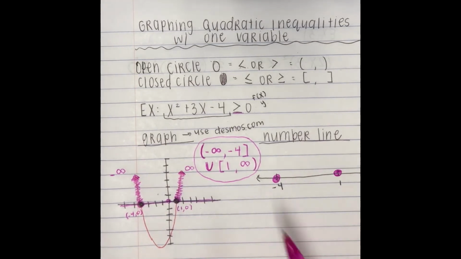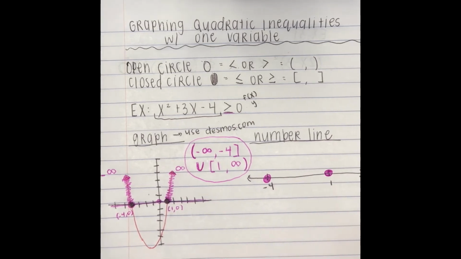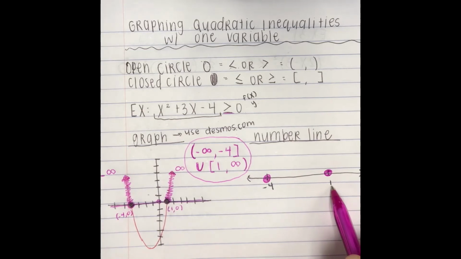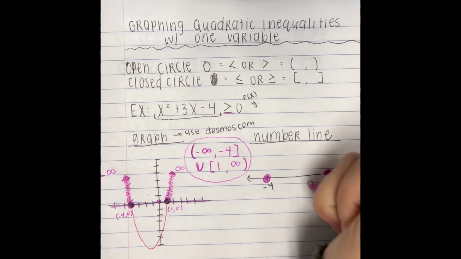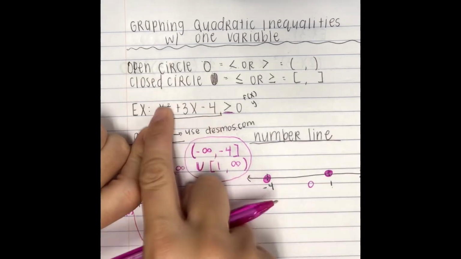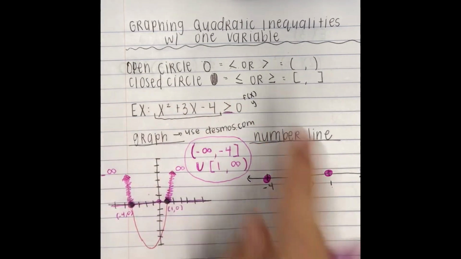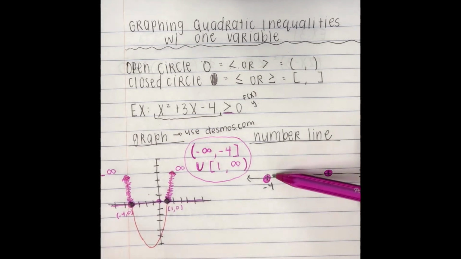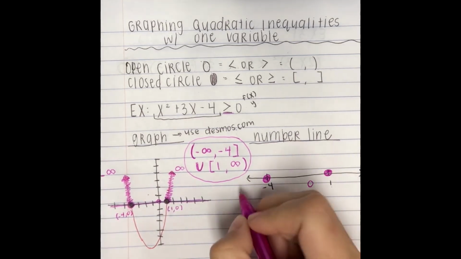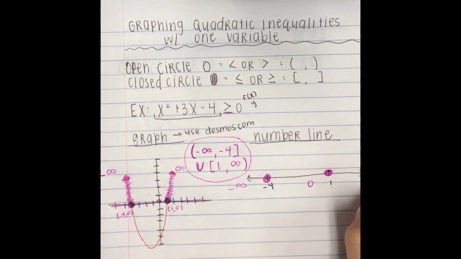So what you could do is you could pick a number between each section to see which one works, right? So if I chose any number between -4 and 1, let's say I went with 0, I would plug in a 0 here and see if this turned out to be a number greater than or equal to 0. If it did, then I would want to shade this part, right? But if we did this correctly, then we should be shading these parts, right? The -4 to negative infinity, and then the 1 to infinity.